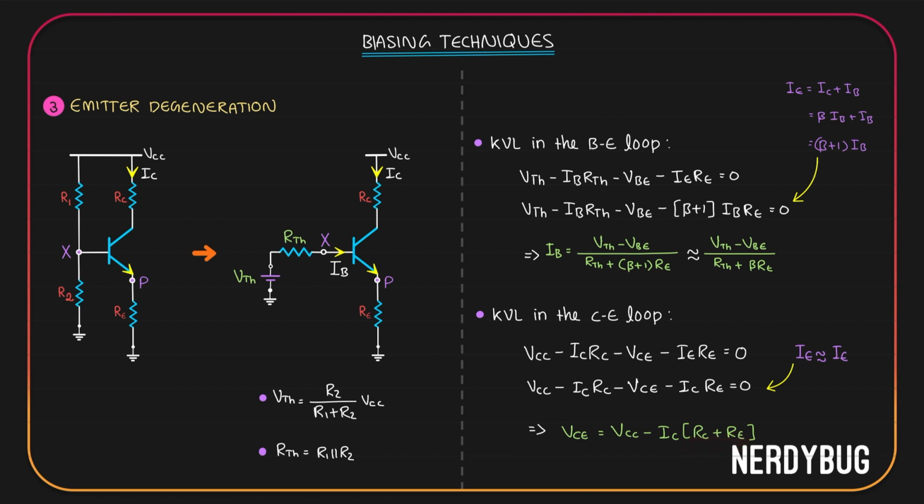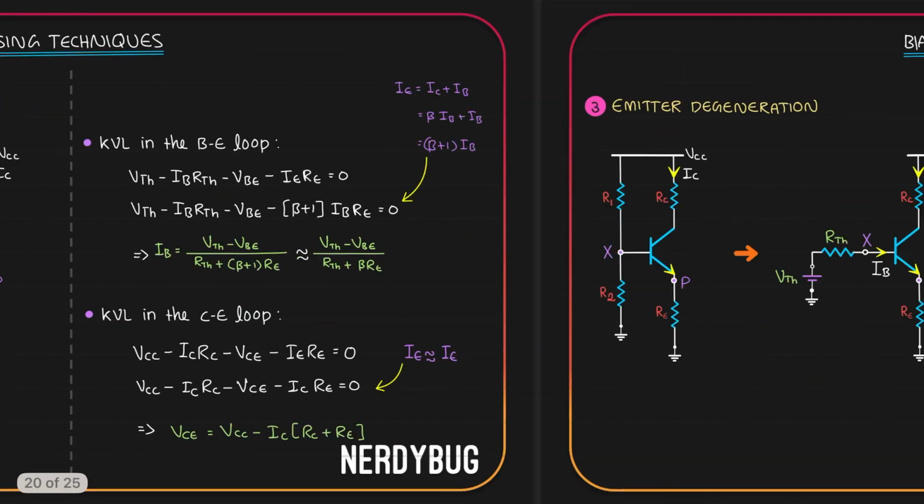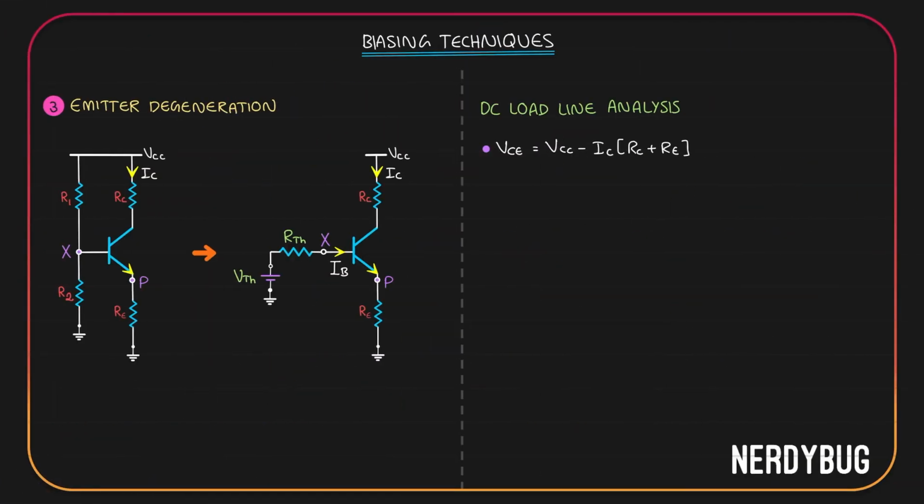Without emitter degeneration, the equation was VCC minus ICRC. Now we have VCC minus IC multiplied by RC plus RE. Let's do the DC load line analysis with this equation. We have to plot the graph between IC and VCE. This is also the equation of a straight line. If IC is 0, you can see VCE will be equal to VCC. If VCE is 0, you can see IC will be VCC divided by RC plus RE.